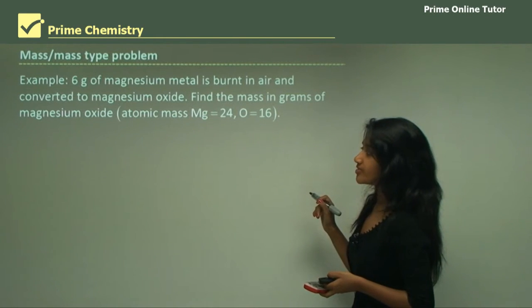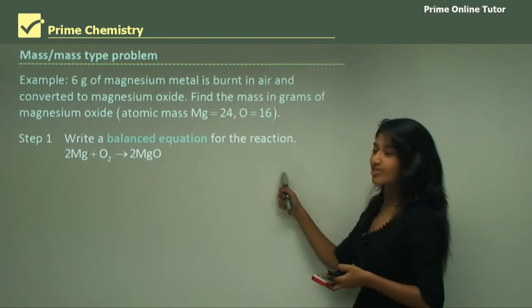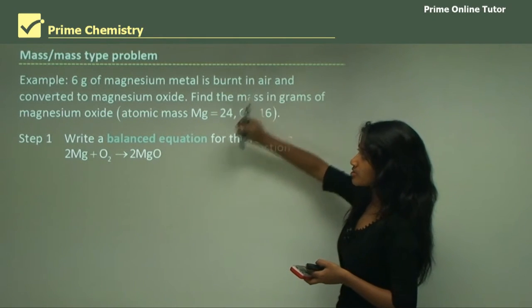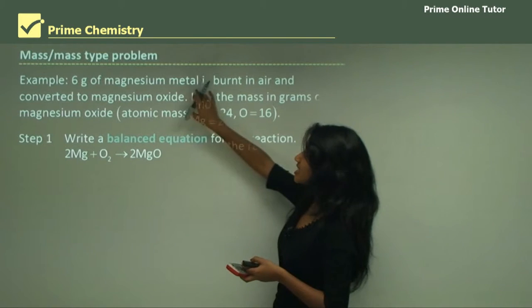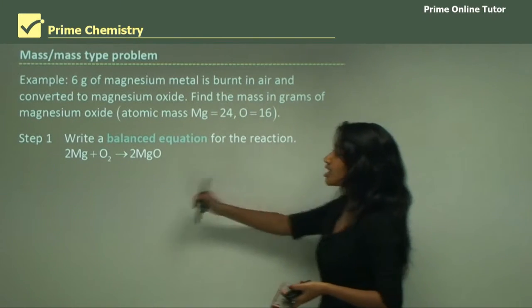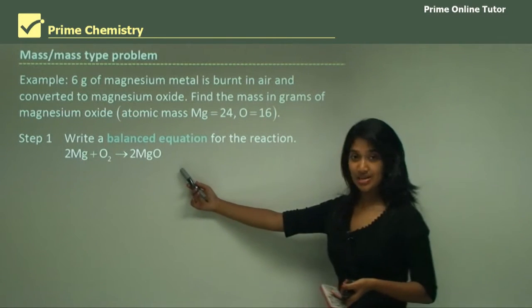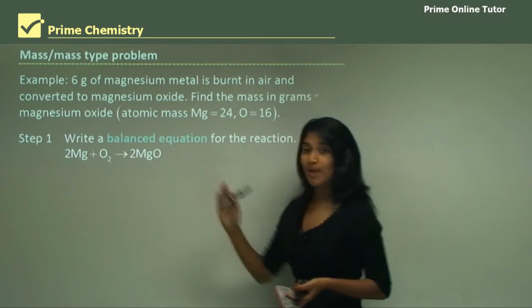Now let's see what this first step is. The first step is to write a balanced equation for the reaction. So we have to go back to the reaction and see what's happening. It's a burning reaction, which means it's a combustion reaction. So magnesium is going to burn along with oxygen to form magnesium oxide. And then we have to balance our equation.